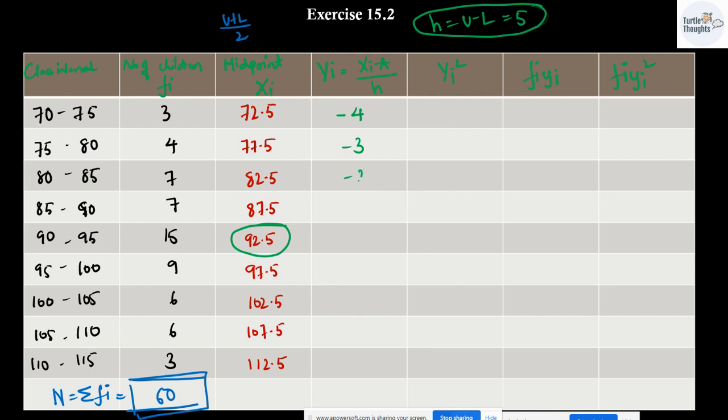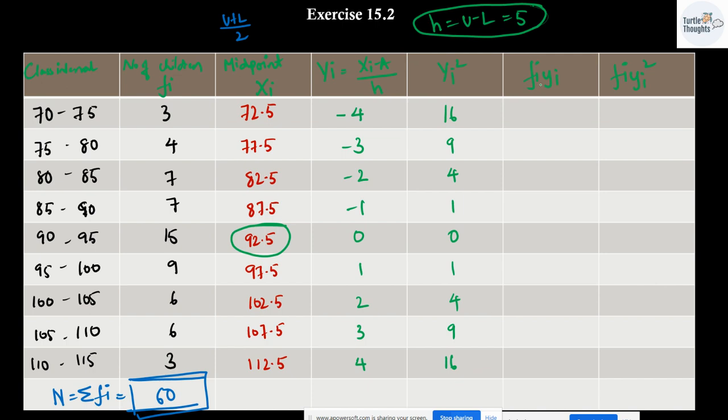Next, similarly, I can fill the entire table. It will be just the mirror image of whatever is in the top. Next, yi square also I can fill in. It is going to be 16, 9, 4, 1, 0, 1, 4, 9, and 16 again.